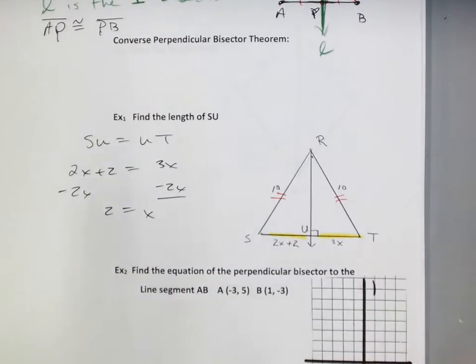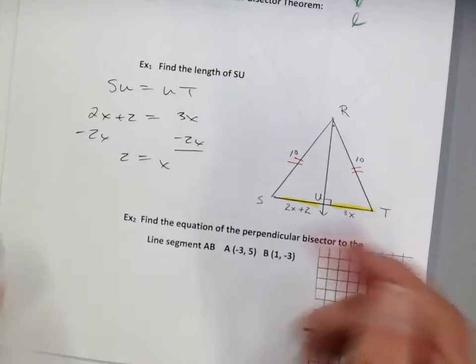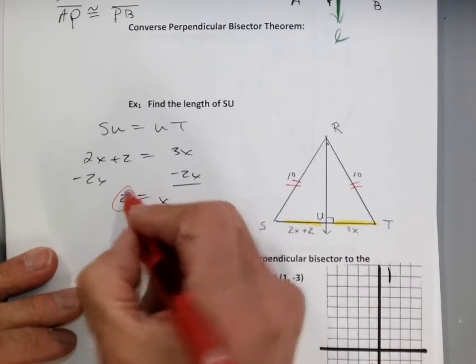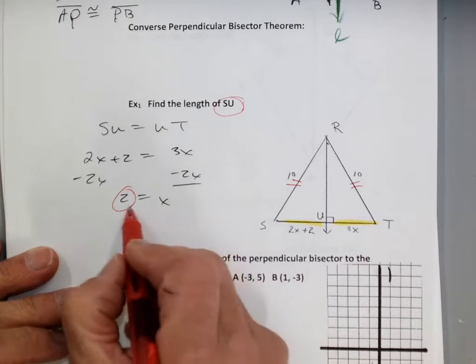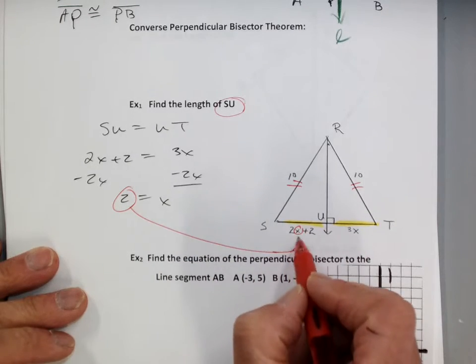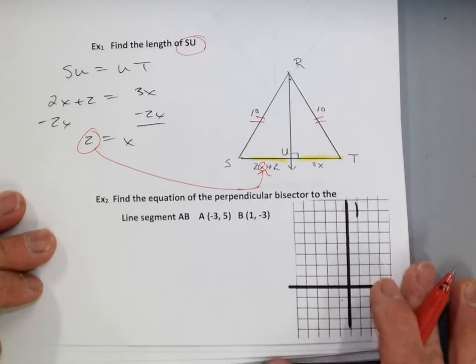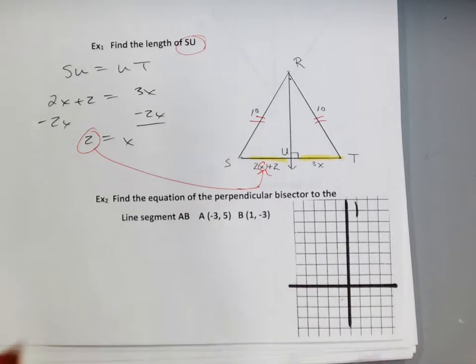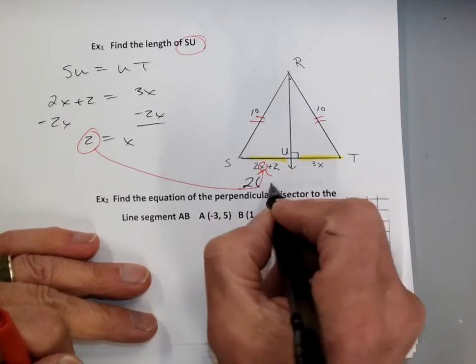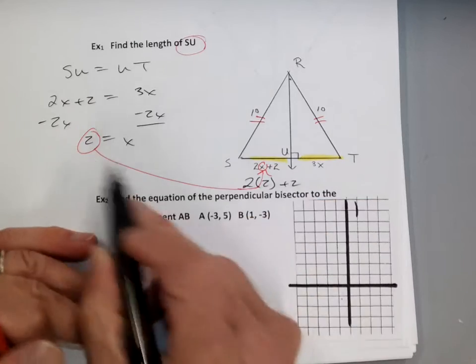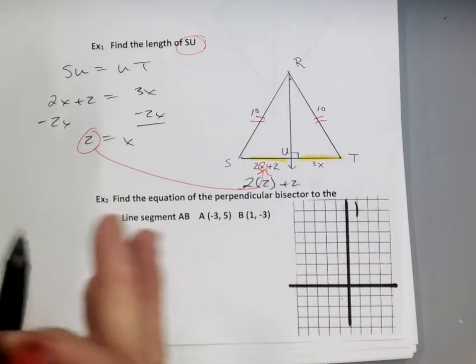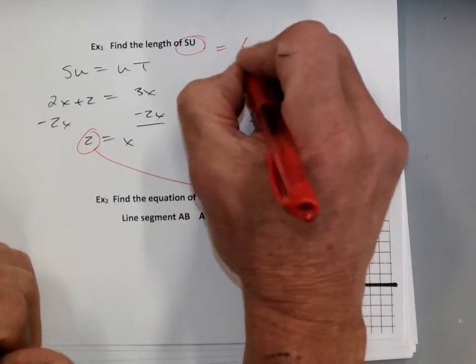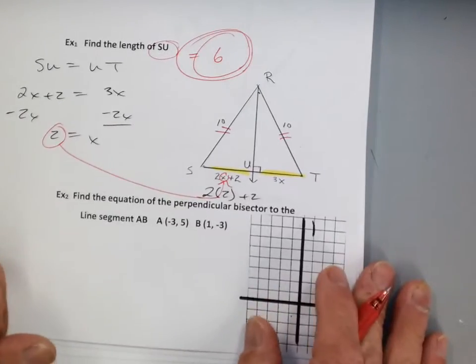Now that's not the answer, because we want the value of SU, so we have to plug it in. SU is going to be 2 times 2 plus 2, because I plugged 2 in for x. 2 times 2 is 4, plus 2 is 6. So the answer is 6. SU equals 6.